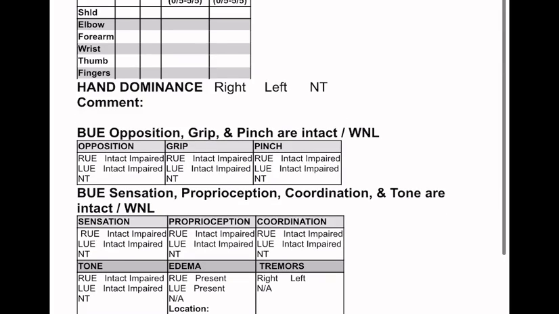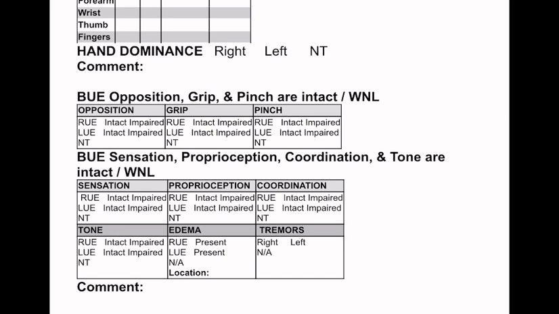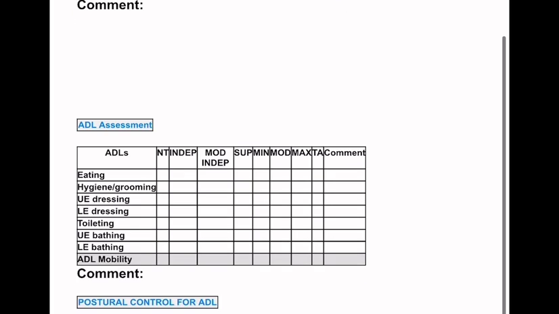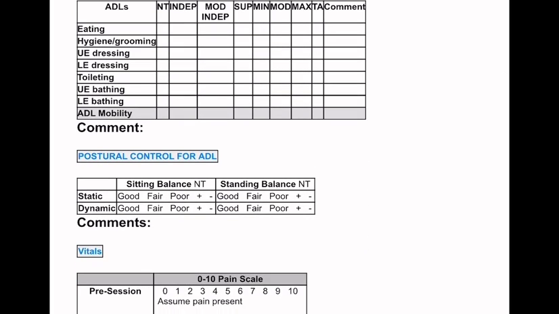Then is Vision and Perception. This section assesses visual abilities and perception. It includes basic vision screenings, ocular range of motion, neglect or field deficits, and any recommendations for vision consultation. Neurological Musculoskeletal Assessment. This section focuses on MMT for upper extremities, grip strength and pinch coordination, sensation, proprioception and coordination, presence of tremors, tone abnormalities or edema, hand dominance, and functional implications.